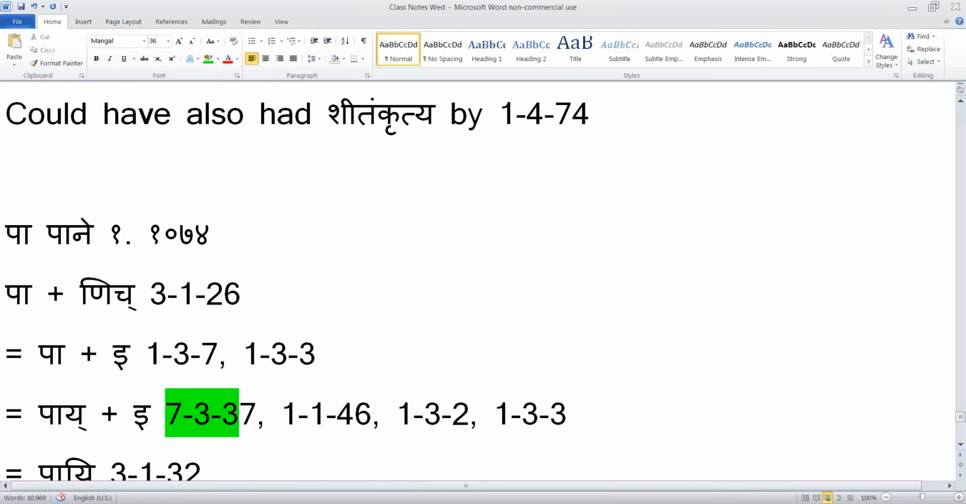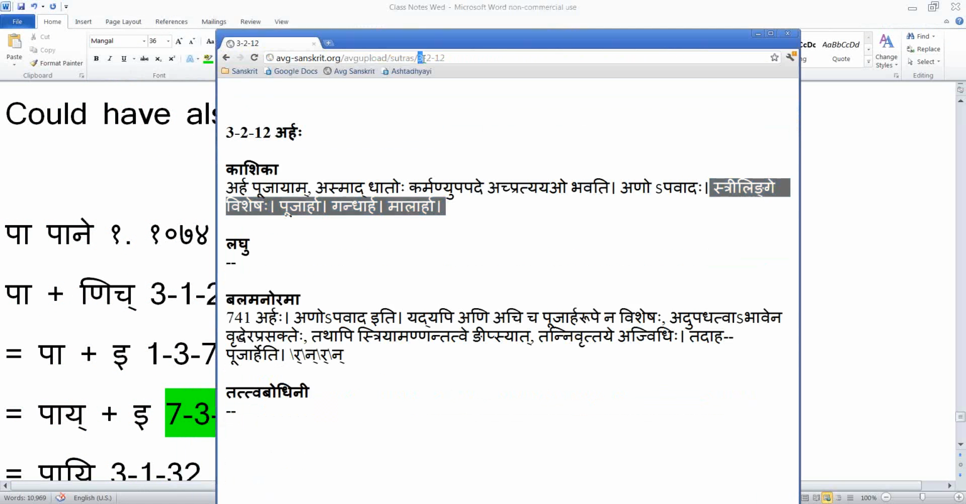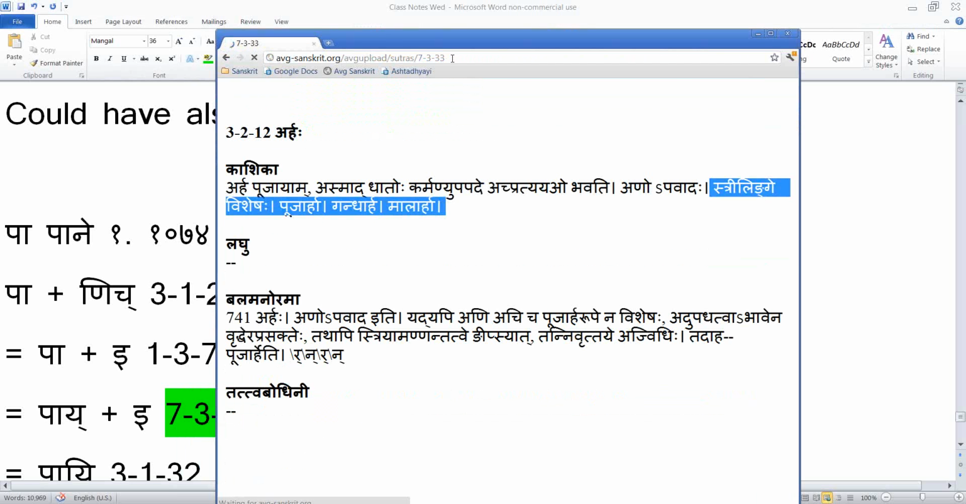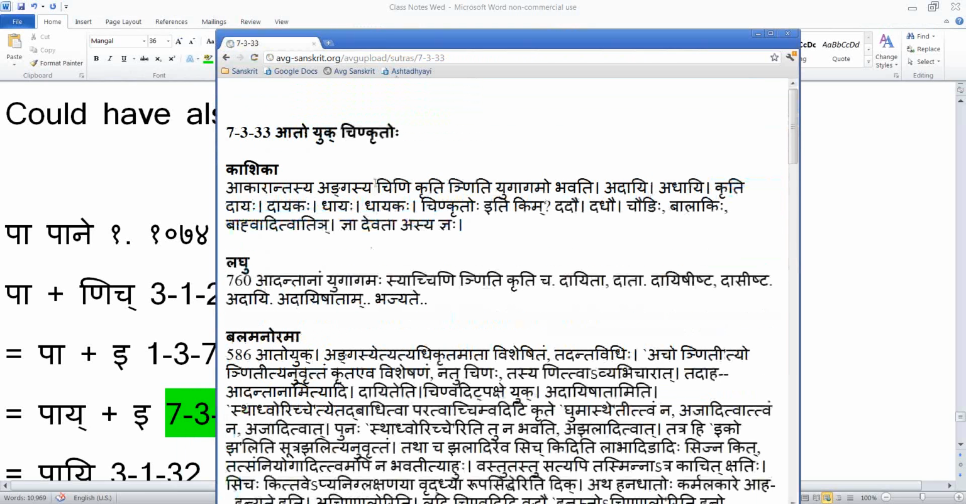Why can we not do Ato Yuk Chin Kriti? Because the fact is that the Pratyaya doesn't have the Krit Sanya. Always check all the conditions for the sutra to apply. Let's look at both of these. You know why I made the mistake. 7333 is the sutram which is Yuk Agamaha. So Adantanam Yuk Agamaha, which is fine.